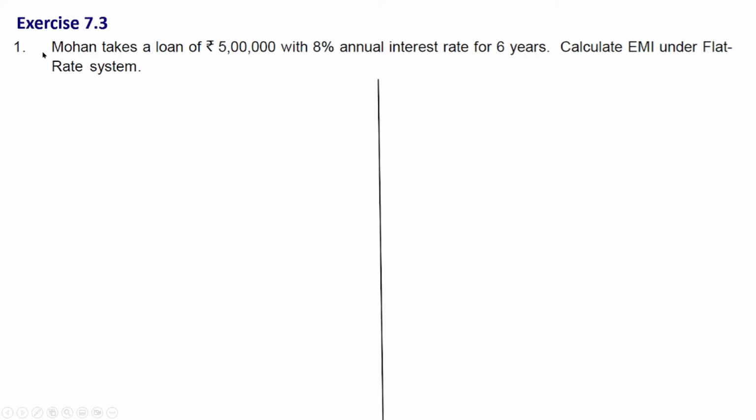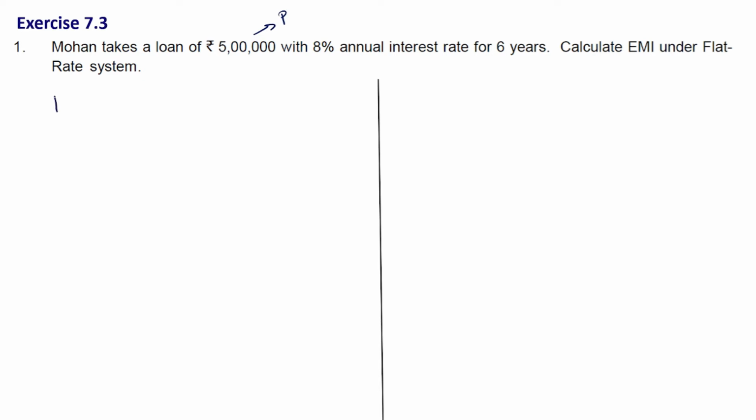Now we will move on to questions from exercise 7.3. Mohan takes a loan of rupees 5 lakhs with 8% annual interest rate for 6 years. Calculate EMI under flat rate system. So here Mohan takes a loan of rupees 5 lakhs, this is the principal P, with 8% annual interest rate and a time period of 6 years. We have to find the equated monthly installment under flat rate system. We have to remember what is asked and accordingly find the answer.